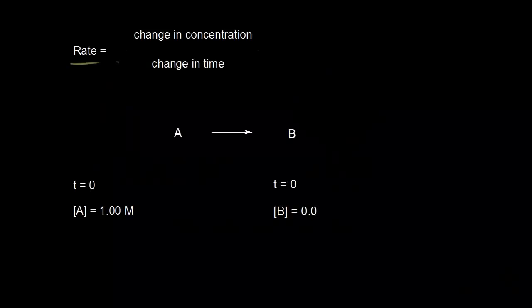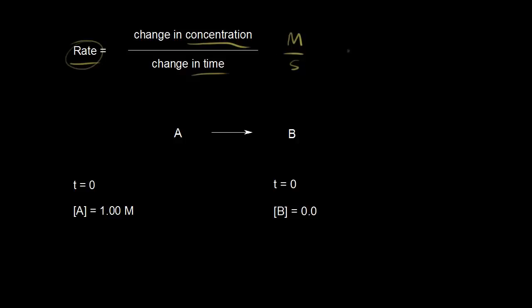The rate of a chemical reaction is defined as the change in the concentration of a reactant or a product over the change in time. And concentration is in moles per liter, or molar, and time is in seconds. So we express the rate of a chemical reaction in molar per second.